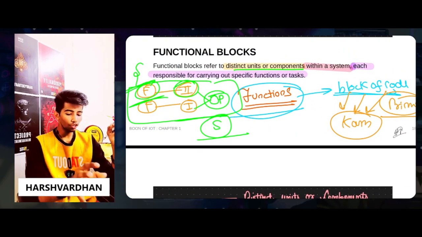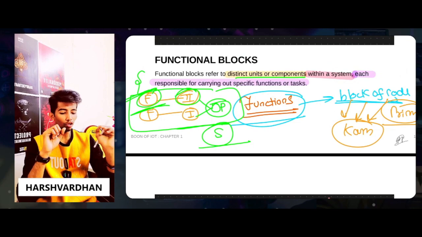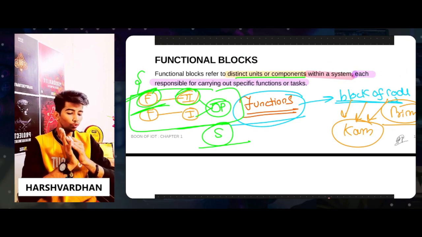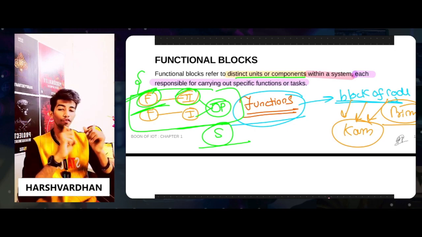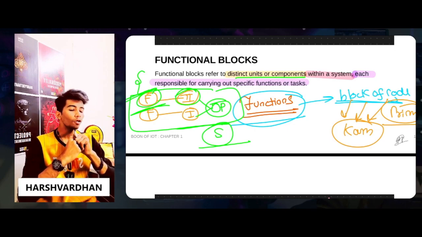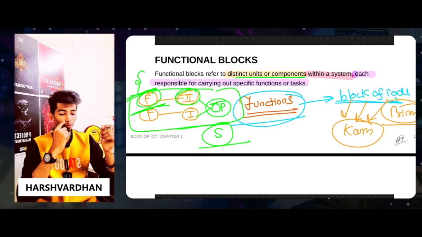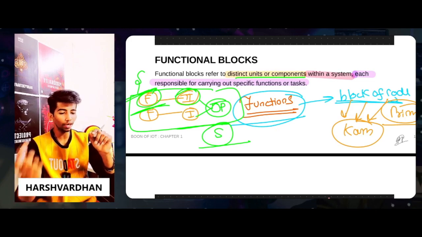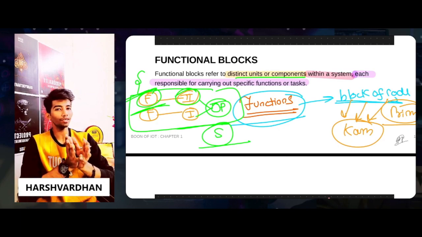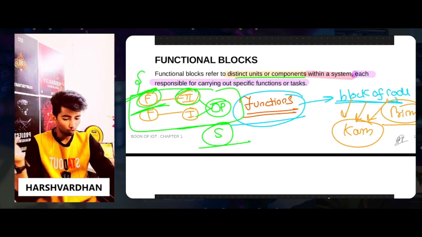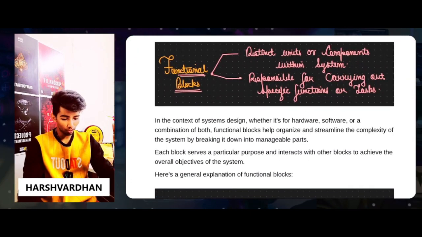Talking about functional blocks, what are functional blocks first of all? Functional blocks are distinct units or components within a system, each responsible for carrying out a particular task or function. You can understand a functional block as a block responsible for a particular task allotted to it. It just executes that task, and that's done.